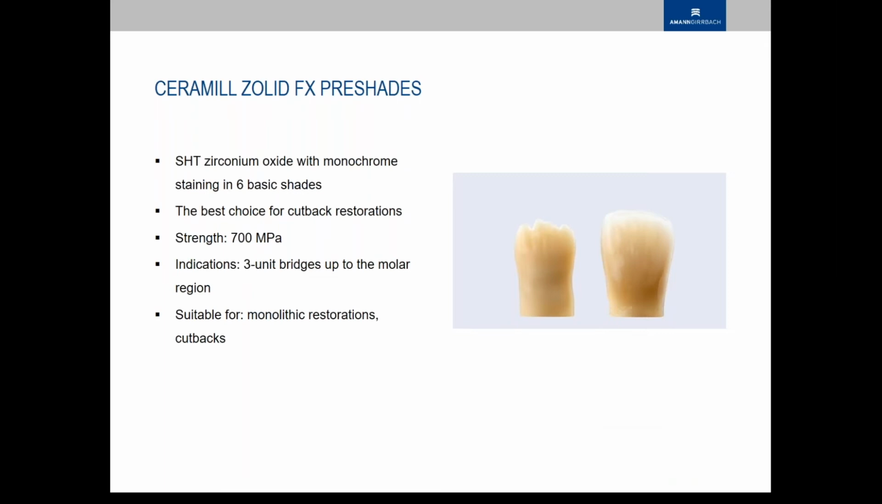The Zolid FX pre-shades, I want to make you aware that they are there, but since they're all, quote unquote, only coming in 6 basic shades, my personal opinion would be I would probably go with the multilayer option, just because you are getting the gradient in there, and you can still stack on the FX multilayer and make a cutback restoration, and you might get even better aesthetics by doing that. I'll probably stock the multilayer and the white personally. But they are an option if you're doing a lot of cutback restorations and you are rather working with the base shades and then stacking the porcelain from there, but you don't want to mess with any pre-sint or stains, and they're a great option.